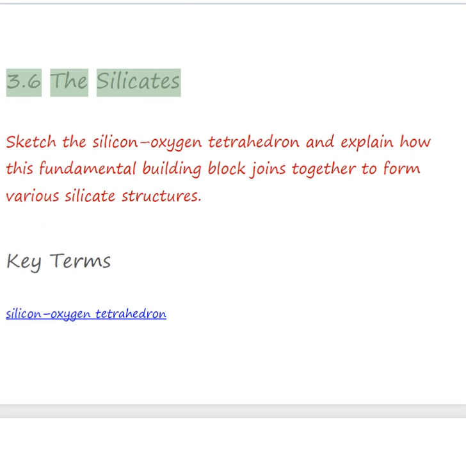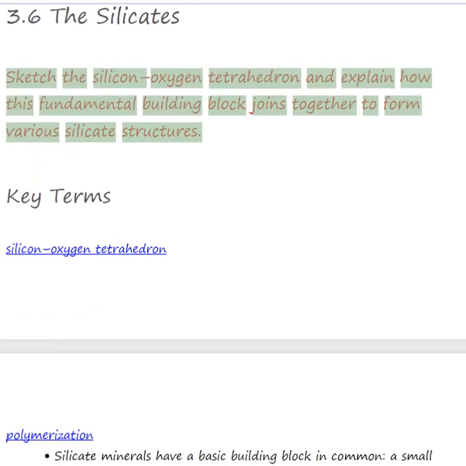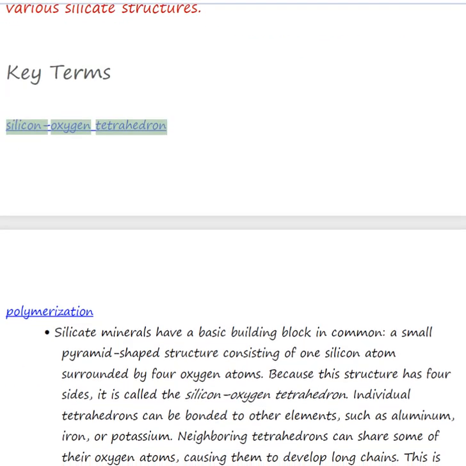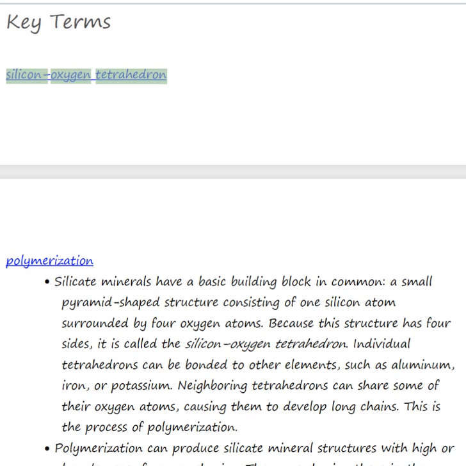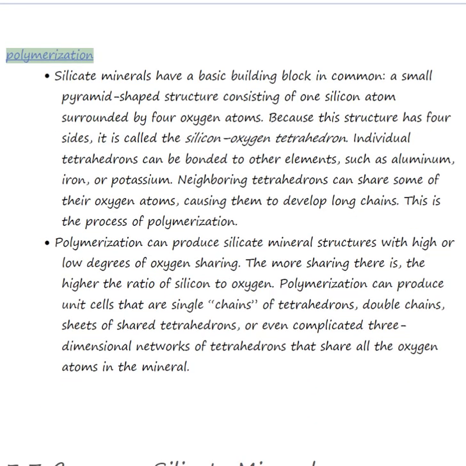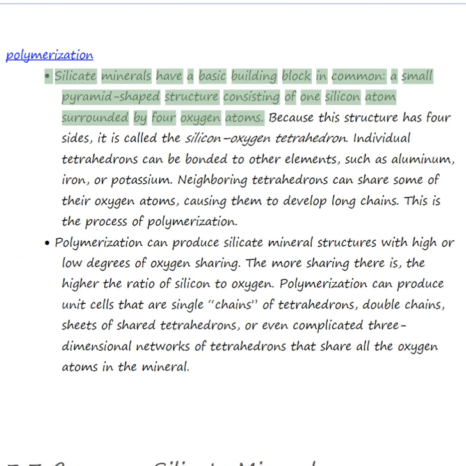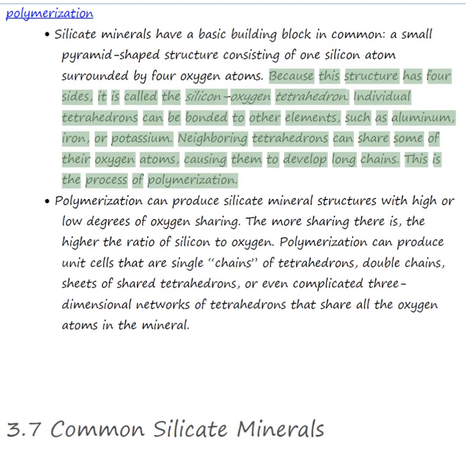3.6 The silicates. Sketch the silicon-oxygen tetrahedron and explain how this fundamental building block joins together to form various silicate structures. Key terms: silicon-oxygen tetrahedron, polymerization. Silicate minerals have a basic building block in common, a small pyramid-shaped structure consisting of one silicon atom surrounded by 4 oxygen atoms. Because this structure has 4 sides, it is called the silicon-oxygen tetrahedron.